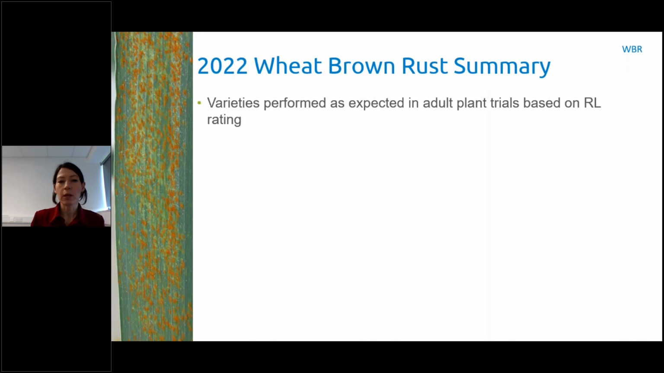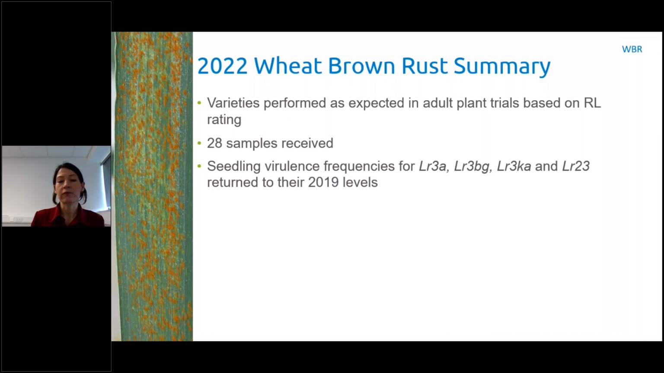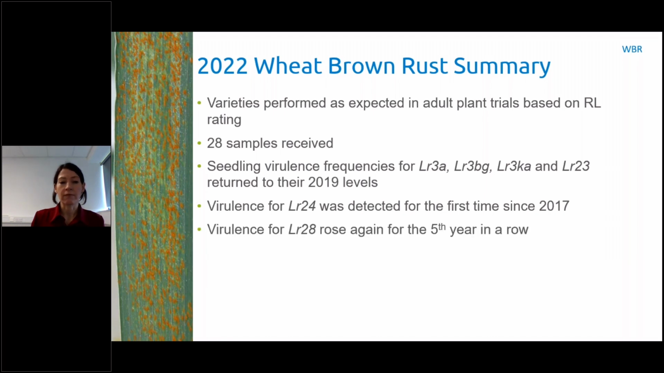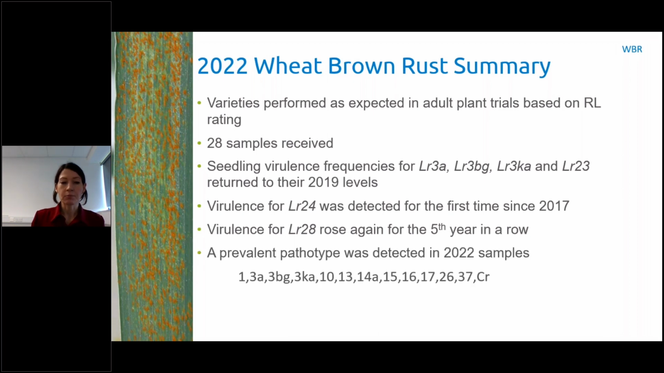So a summary for the wheat brown rust. Varieties performed as expected in adult plant trials based on their RL rating. 28 samples were received. Seedling virulence frequencies for LR3A, 3BG, 3K8 and 23 returned to their 2019 levels. Virulence for LR24 was detected for the first time since 2017, and virulence for LR28 rose again for the 5th year in a row. A prevalent pathotype was detected in 2022 samples, and we identified 4 new pathotypes for brown rust in 2022.